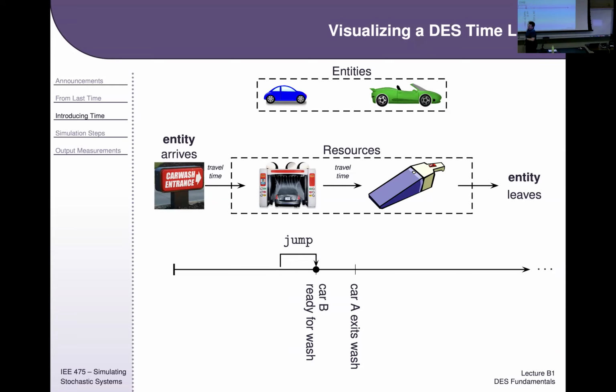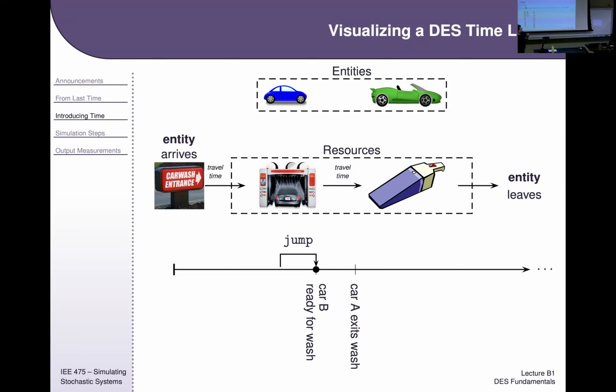So then I jump to my car B being ready. Now here, I know the car wash is busy. I kept track of that in a state variable that I haven't updated here, but we know just by looking at this that the car wash is busy. So at this particular point, car B can't schedule its exit.